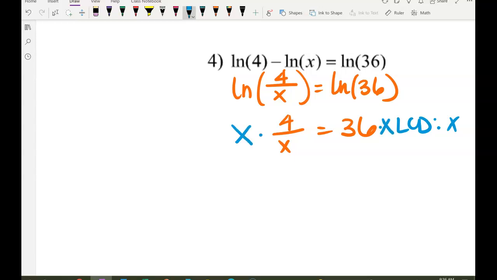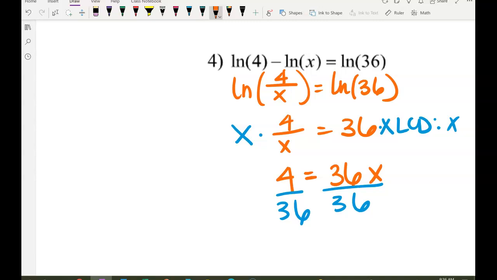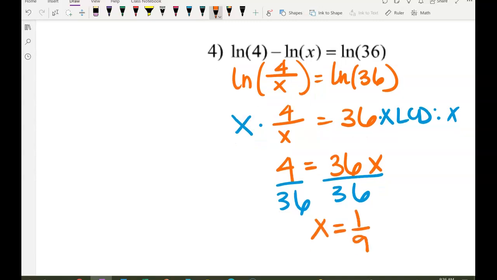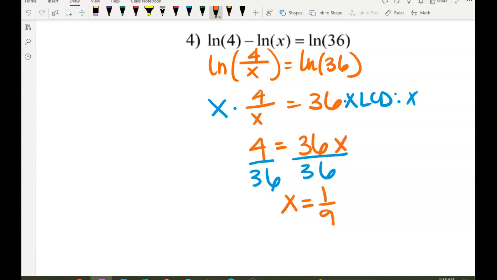Okay, so left side, what do we have? 4 equals 36x. Divide both sides by 36. All right. x is 1 over 9. Don't box it up yet. Plug it in. Would it make any of our log terms negative? No. Then box it up.